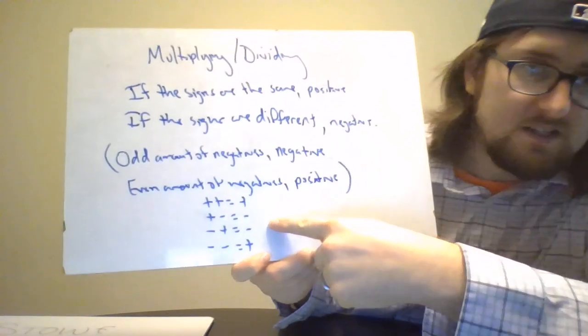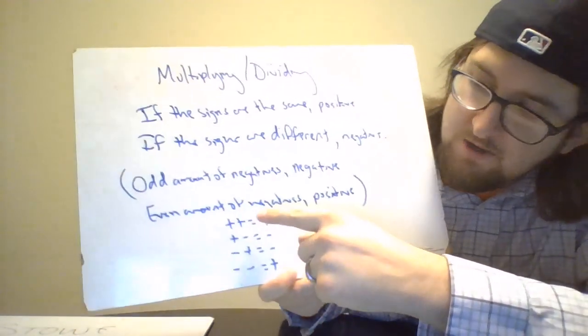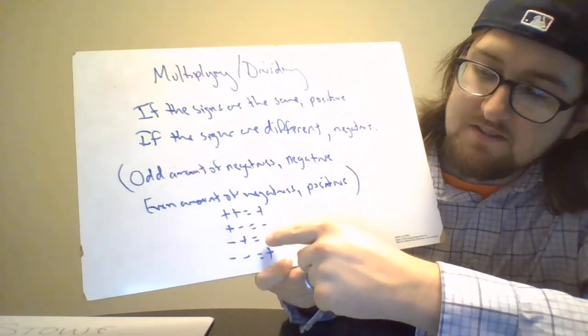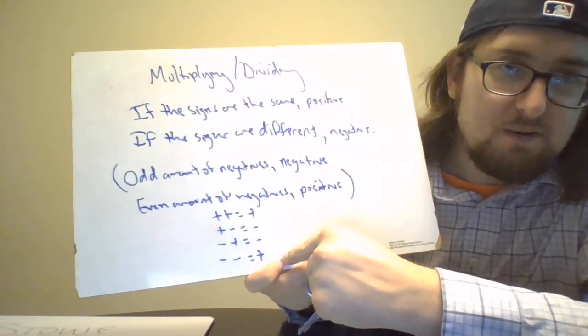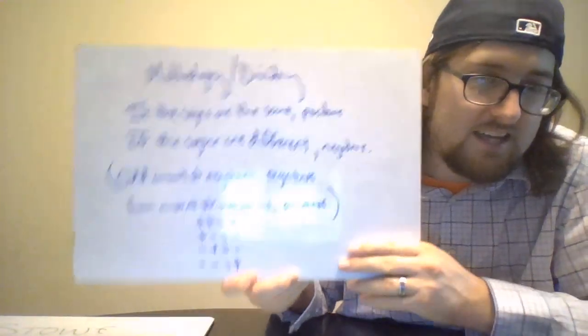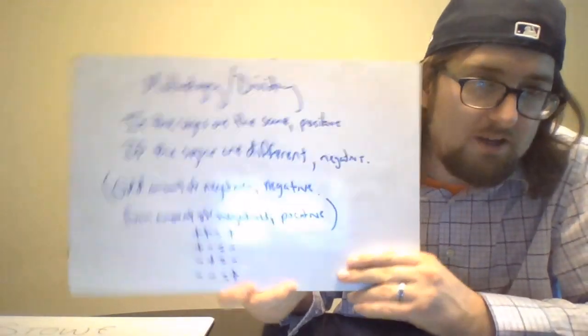And then there's this trusty little diagram here. Positive and positive is a positive. Positive and negative is a negative. Negative and positive is a negative. And a negative and negative is a positive. This is only for multiplying and dividing. I can't stress that enough. Only for multiplying and dividing.